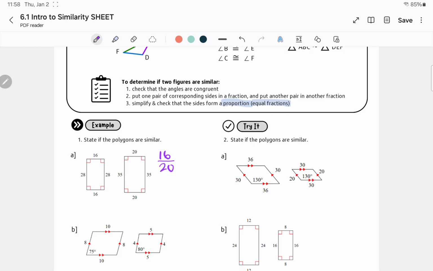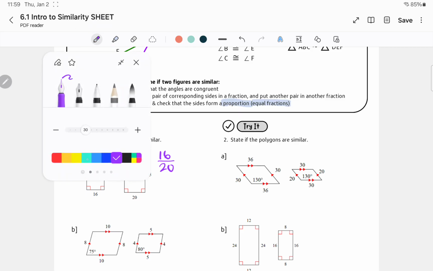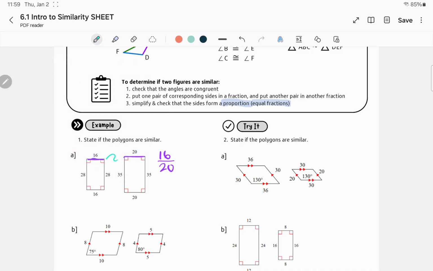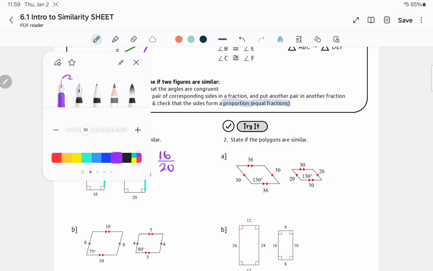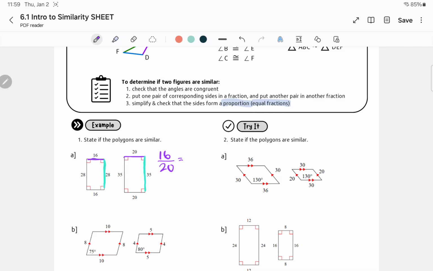See how these are corresponding, they're in the same position. 16's at the top, 20 is at the top, okay? So I put 16 over 20. Now I'm going to use a different color to show you, like this side now, the 28 is going to correspond to this side, the 35, okay? So it's going to be equal to 28 over 35.